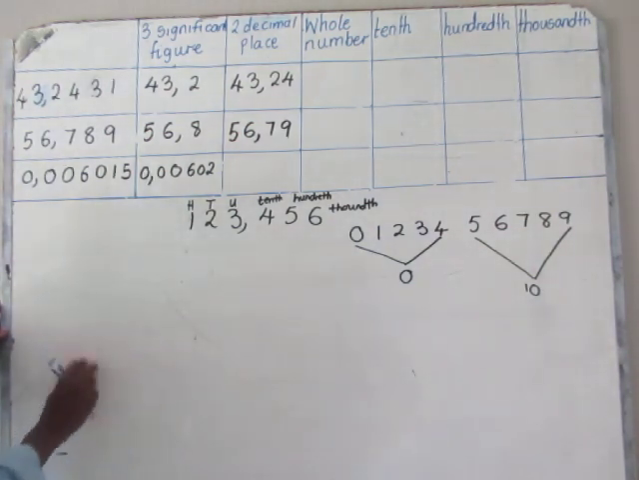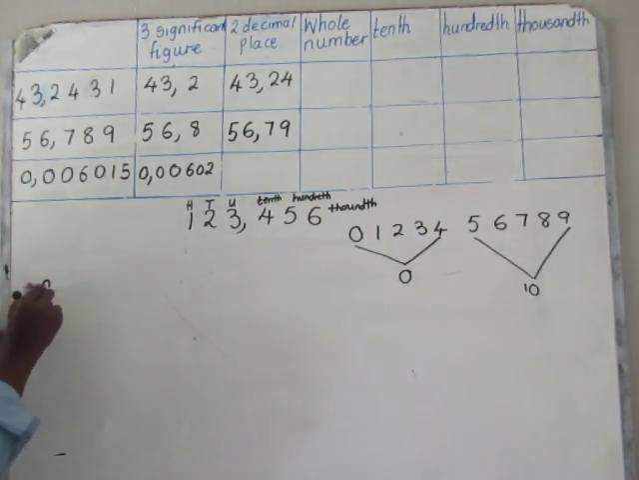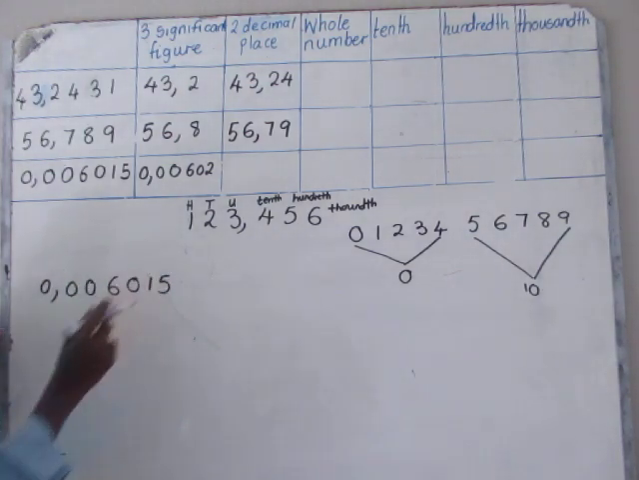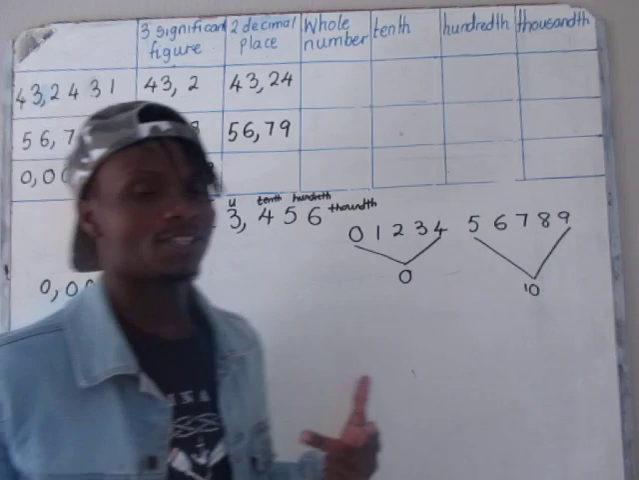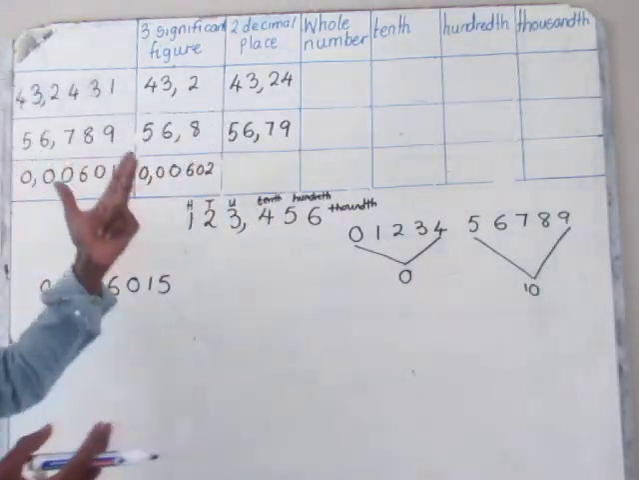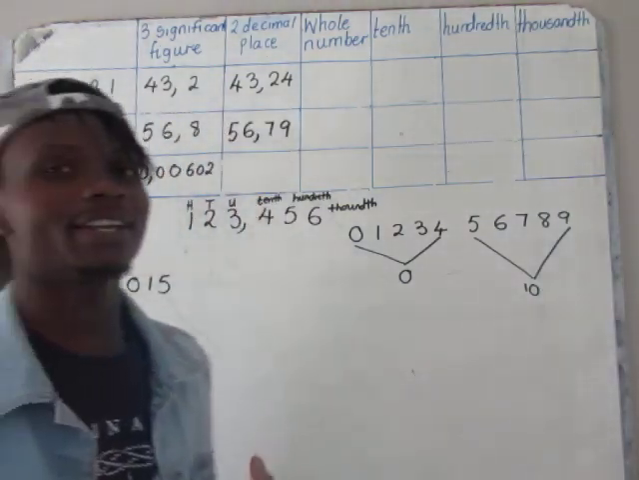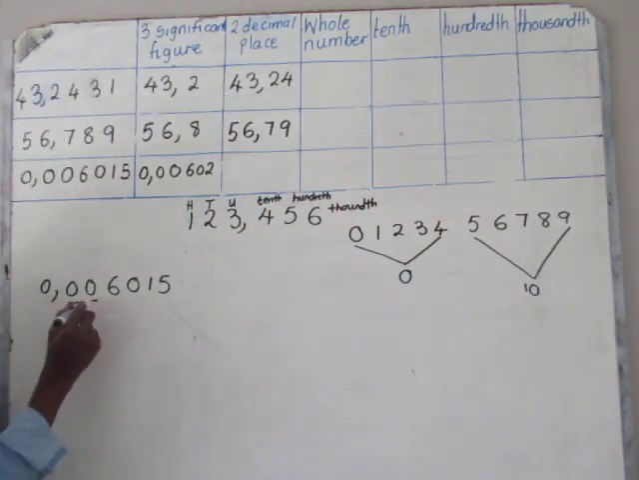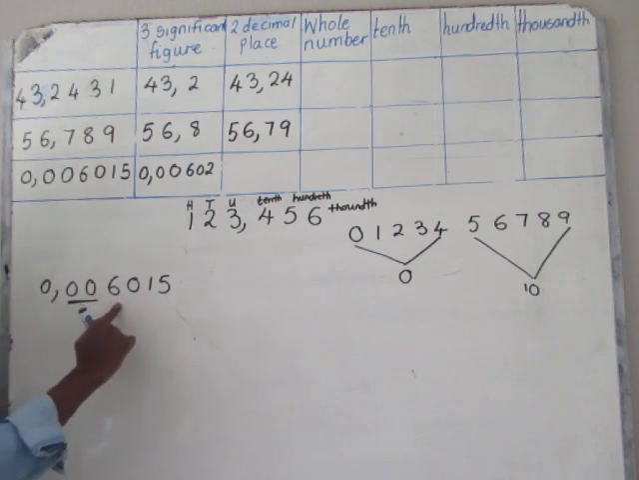How about rounding 0.00615? So rounding 0.006015 to 2 decimal places means we only need 2 numbers after the comma. So these are the only numbers that I'm interested in after the comma. So I'm going to ask the number immediately after that, which is 6.